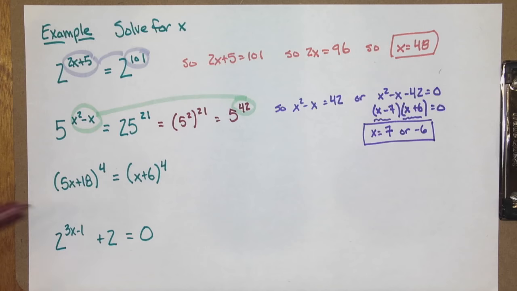I'm going to skip the third one for a second. 2 to the power 3x minus 1 plus 2 equals 0. All right, how do we solve for x here?